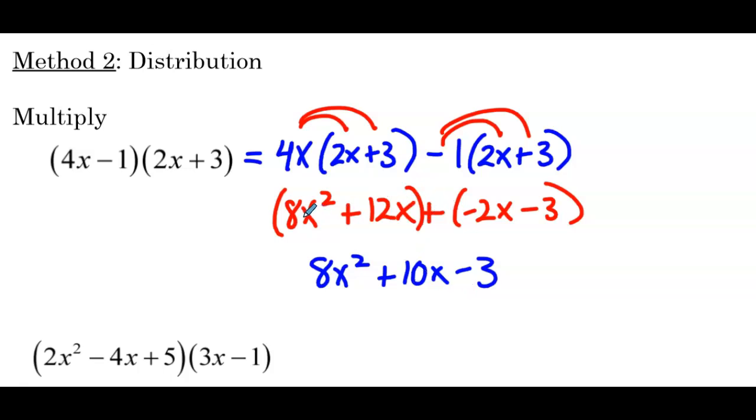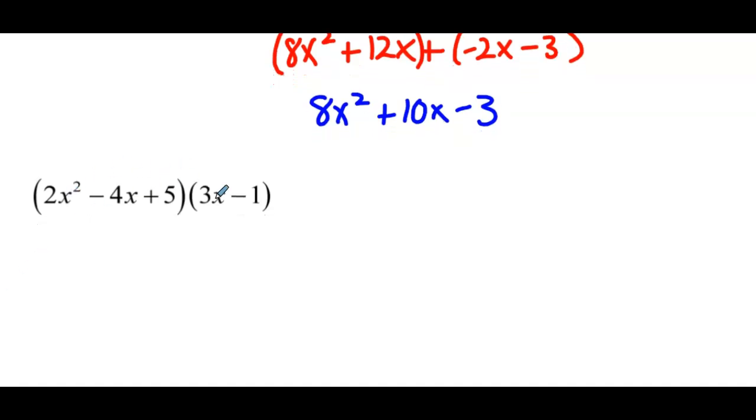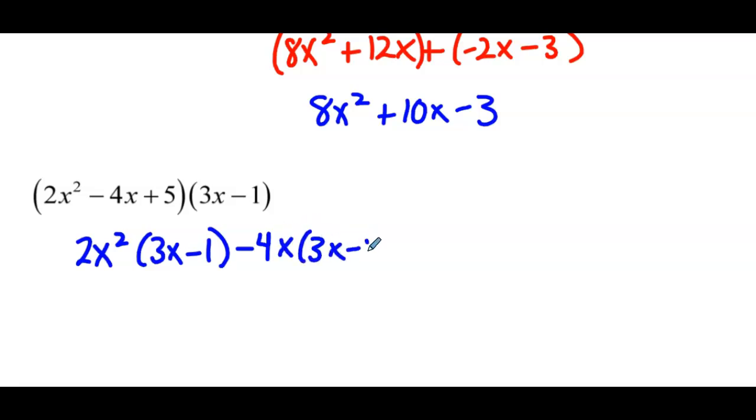What we can see here is these were all the terms we had in that box method, just written out in a linear fashion. Now the trinomial, similar idea. 2x squared minus 4x plus 5 times 3x minus 1. We can do the distribution either way, but let's think of it as 2x squared times 3x minus 1, and then minus 4x times 3x minus 1, and then plus 5 times 3x minus 1. Distribute everything in.